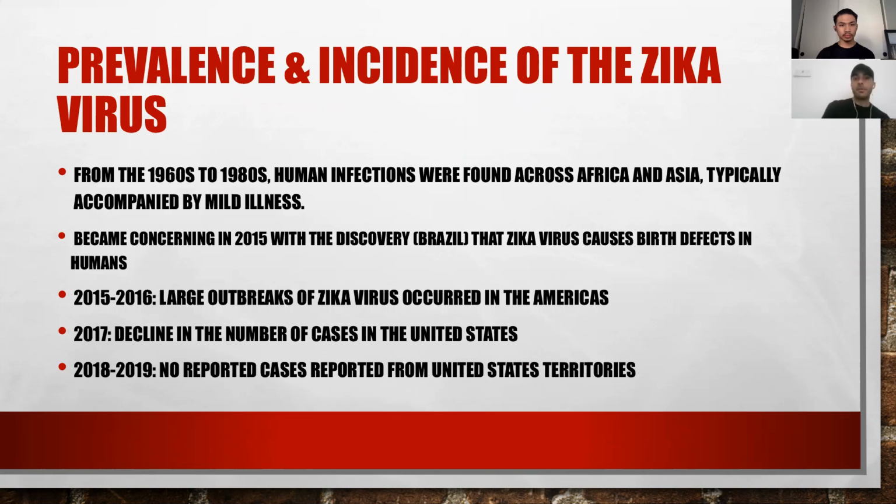And we have the prevalence and incidence of Zika virus. From the 1960s to the 1980s, human infections were found across Africa and Asia, typically accompanied by mild illnesses. But it became concerning in 2015 when they discovered in Brazil that the Zika virus was causing birth defects in humans. In 2015 and 2016, a large outbreak of Zika virus occurred in the Americas. In about 2017, there was a decline in the numbers in the United States. And within the last 2 years, there haven't been any reported cases in the United States territories.